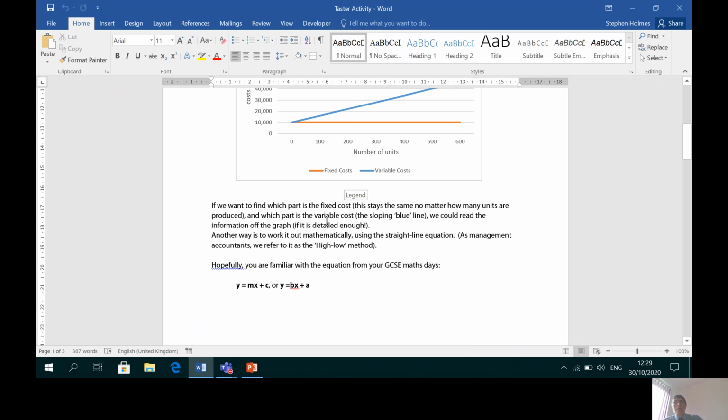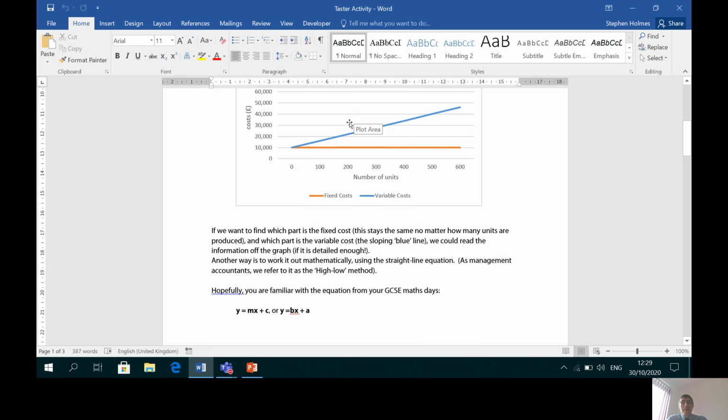Alternatively, we can use the mathematical equation called the straight line equation, which you may have hopefully studied at your GCSE maths. So y equals mx plus c, or y equals bx plus a. So c or a is the constant, that would represent the fixed cost element, and the mx or the bx is the variable cost. The m or the b would be the gradient of the line. The x is the number of units you're multiplying by. So you've got your y-axis as the vertical axis, the x-axis is the horizontal axis.